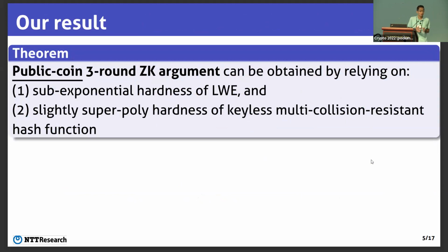Then, given this result of Bitansky et al., in this work, we show that public-coin 3-round zero knowledge can be obtained from almost the same assumption as Bitansky et al.'s protocol. In particular, we obtain it from sub-exponential hardness of the learning with errors assumption and slightly super-polynomial hardness of keyless multi-collision resistant hash functions.